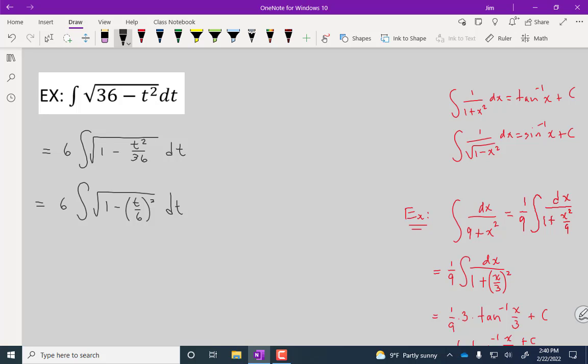Now we look at that, we have a 1 minus u squared. We need to decide sine, secant, or tangent. We look at these three identities, 1 minus something squared, that's where we are. So if we let t over 6 be sine of theta, beautiful. Then we're going to have 1 minus sine squared, which turns into cosine squared, and we've taken our difference of squares and turned it into a single square. That's our goal. Take the derivative of both sides here.